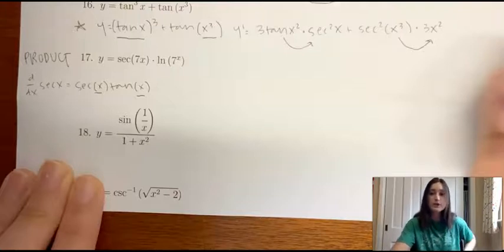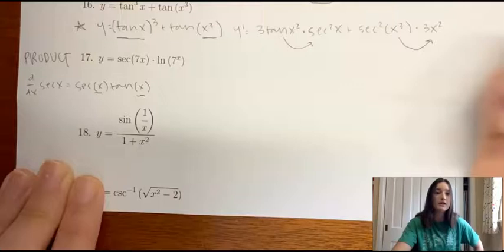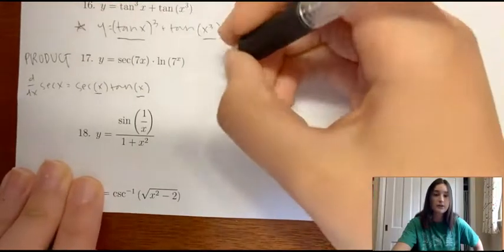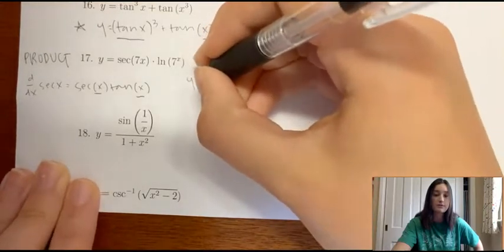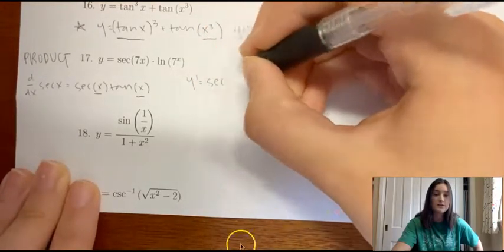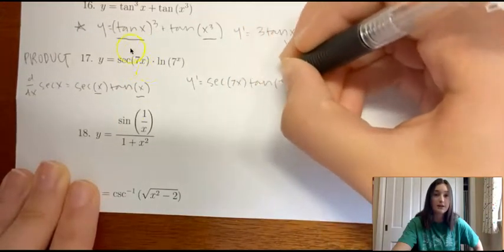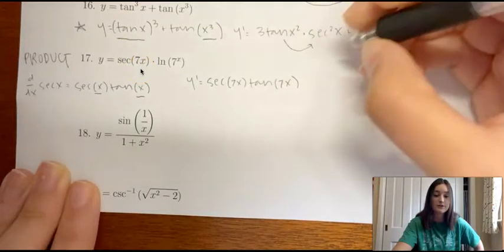And the tricky part here that gets a lot of people is that you've got this innermost function where you're multiplying x by 7. So you have to remember that when you plug in that inner function as you're doing the derivative, you have to keep it as 7x. So I'm going to write it out and show you. You're going to have y prime equals secant 7x, because of that 7 right there, times tan 7x. Both of them have to have the 7.